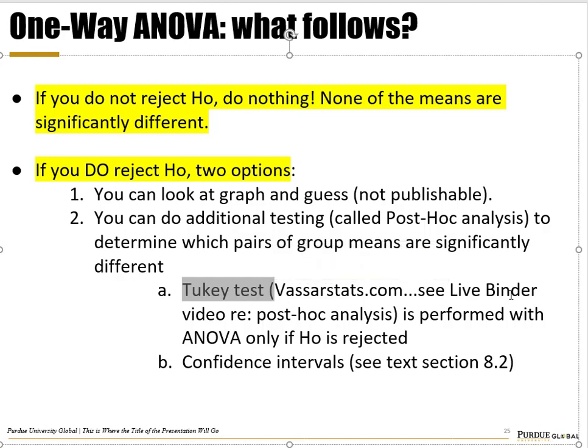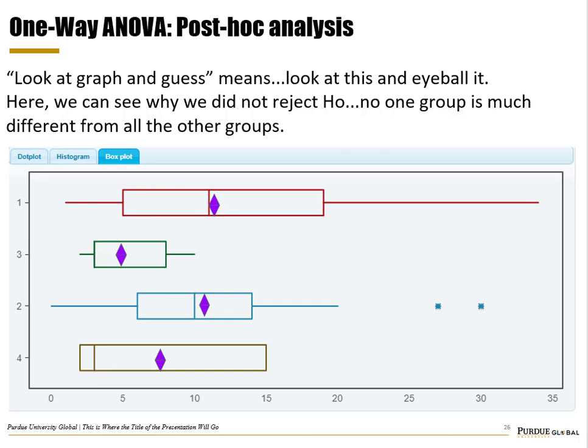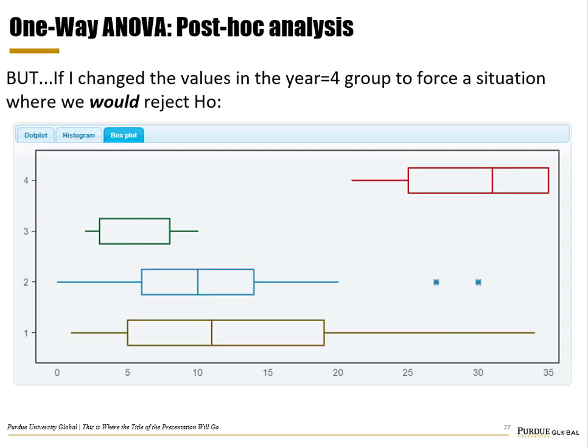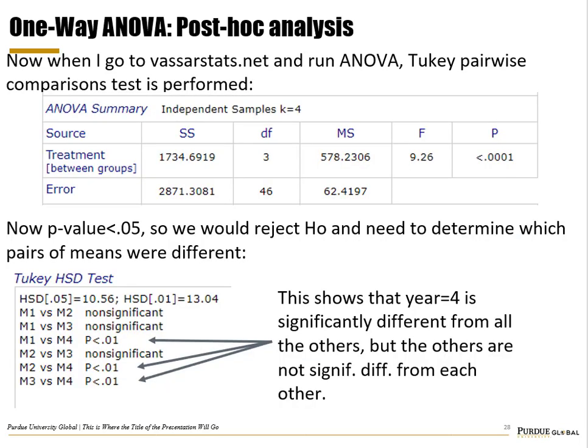VassarStats.com can do that. You can see the LiveBinder will show you how to do that. And there's a video on how to do post hoc analysis. And then you can also do it by confidence intervals, and you can look that up in the book. But really, the Tukey test is the most common way of doing post hoc. So just run the Tukey test, and you can do that with VassarStats.com. It's free and it's easy. Go watch the video that's in the LiveBinder, and it'll show you how to do it. Okay, this would be if you want to do it with graphs, which I don't recommend. Just go do the Tukey thing.